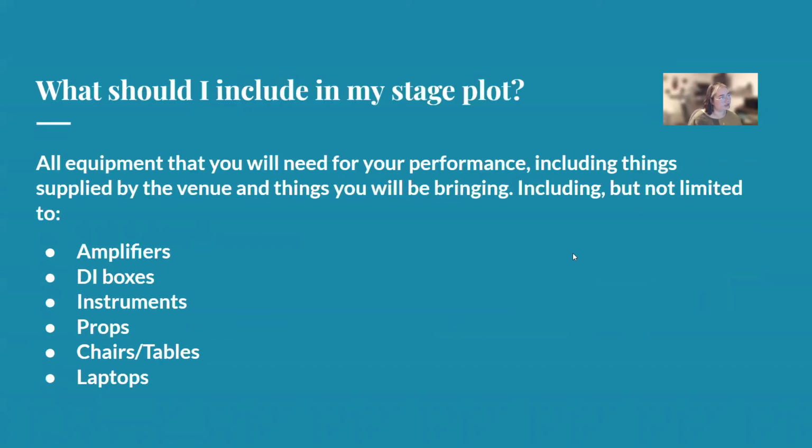Right, so what should I include in a stage plot? A stage plot should have all the equipment that you're going to need for your performance, which includes things supplied by the venue and things that you'll be bringing. Some examples of what you would include would be amps, DI boxes, instruments, props, chairs or tables, kind of blocking things, or laptops.